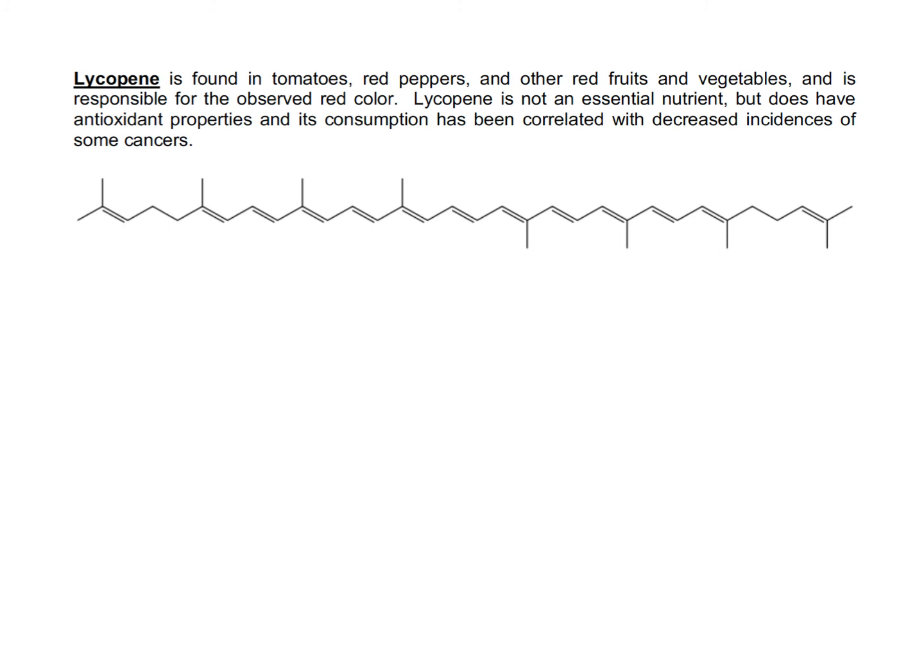So looking at this structure, we see alkene groups scattered along this chain. There are several alkene groups.